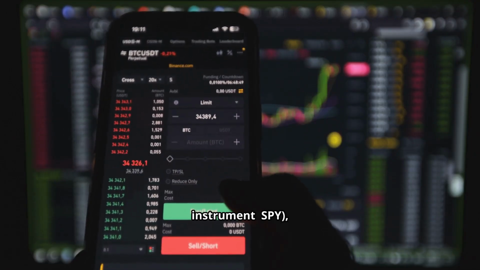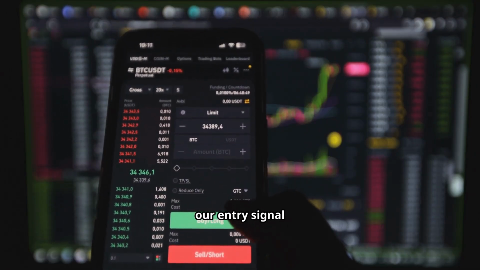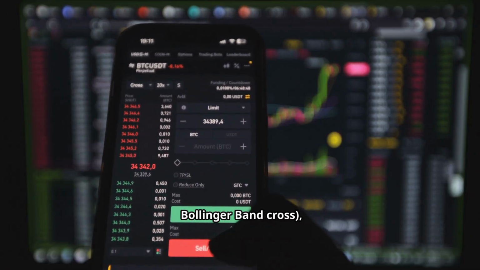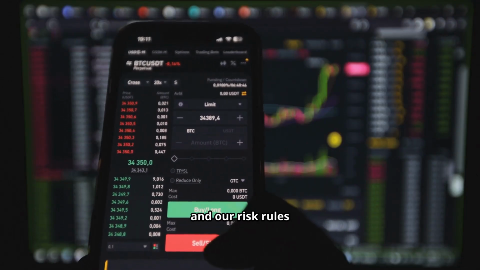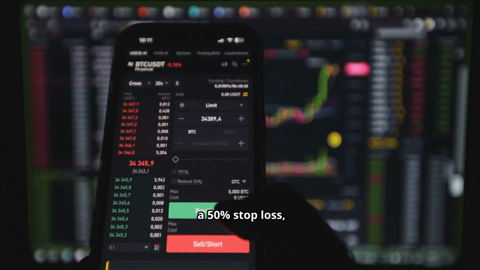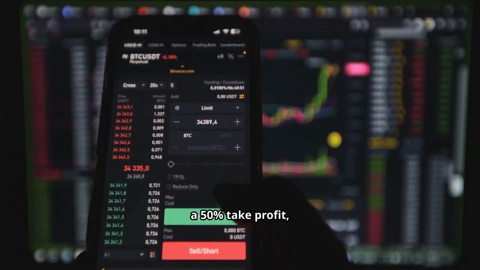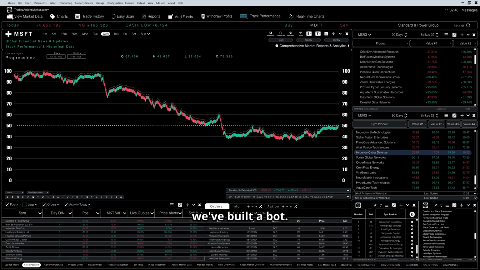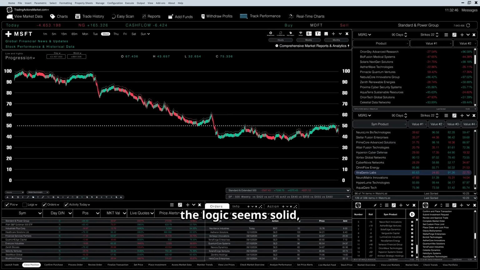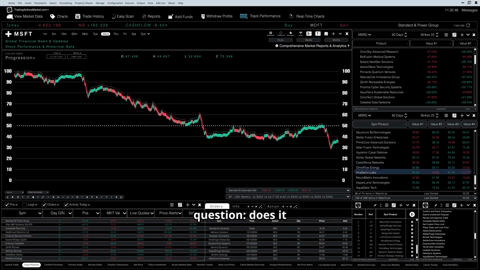We have our instrument, SPY, our entry signal, Bollinger Band cross, our action, a long straddle, and our risk rules, a 50% stop loss, a 50% take profit, and a 2% position size. So, we've built a bot. It sounds professional, the logic seems solid, but here's the million-dollar question: does it actually work?